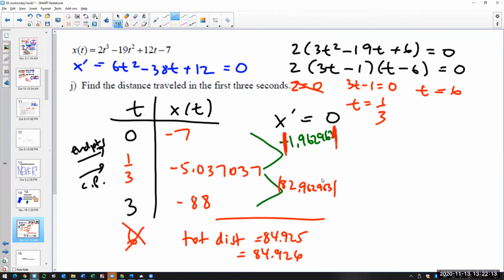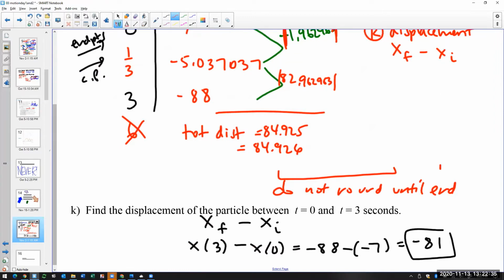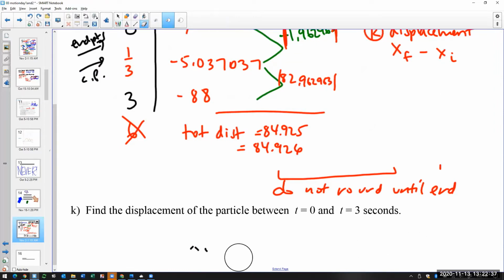Nice, right? The next question in K asks you for displacement. And the formula for displacement is your final position minus your initial position. That's the formula. Just memorize the formula. It's your final position minus your initial position. Let's see what they want the displacement of. From 0 to 3 seconds. So it's your position when you're at 3 minus your position when you're at 0.